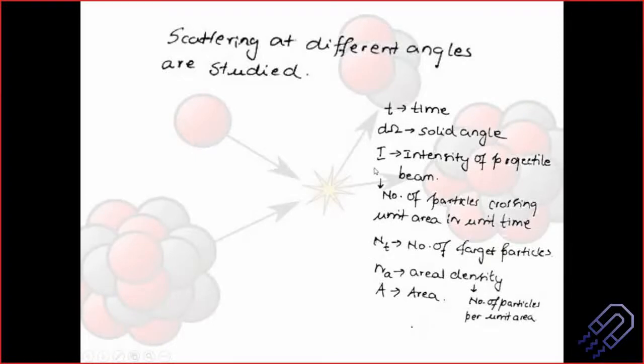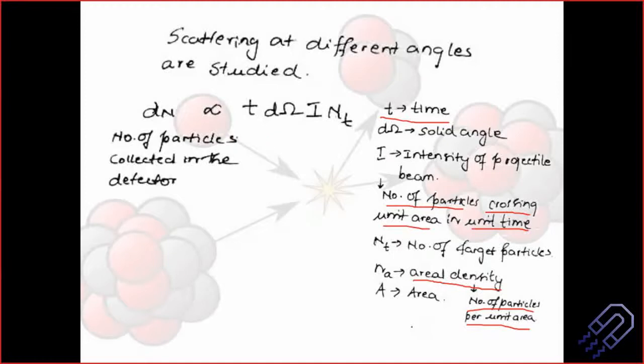One of the important terms is the intensity of the projectile. Intensity means how many particles cross a unit area in unit time. So time is a very important factor: the more the time, the more the number of particles. Nt is the number of target particles, and another term we are concentrating on right now is areal density, which refers to the number of particles per unit area. So the unit of areal density is per meter square, per centimeter square, or per millimeter square. It's not like a normal density of kg per meter cubed, so you just need to concentrate on that.